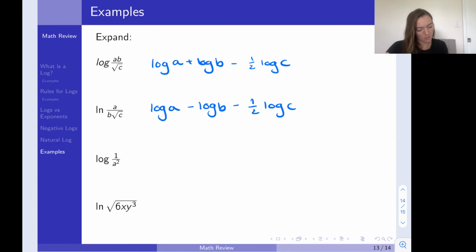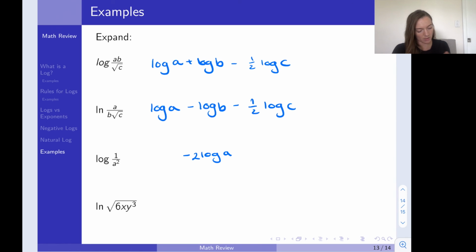Okay, this one we have log of 1 minus log of A squared, which we can write as 2 log A. And now log 1, we know what that's equal to, right? We know that log of 1 is equal to 0. So we can just erase that term. And this is just equal to negative 2 log A, right?